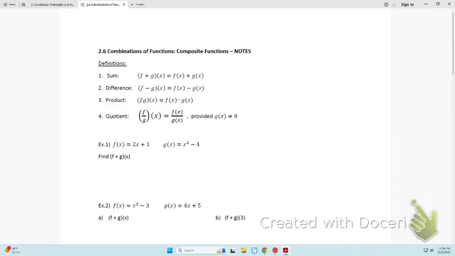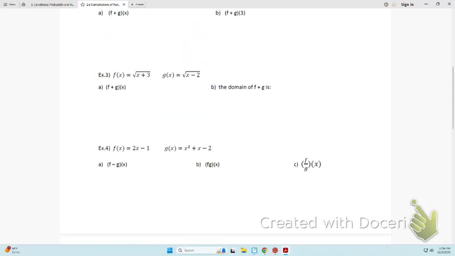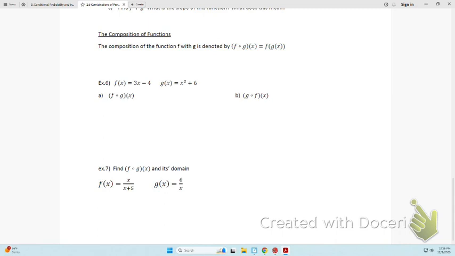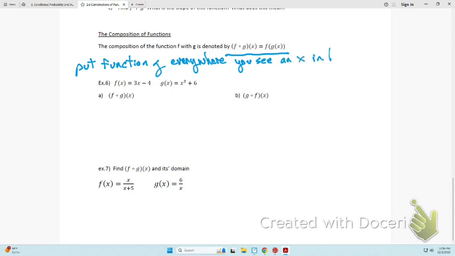In college algebra, we finished up combinations of functions. We looked at the composite or composition of functions. So the rule is right here. It looks a little confusing though. So the idea is put function g, like substitute, everywhere you see an x in function f.